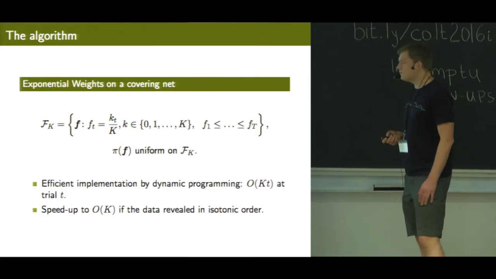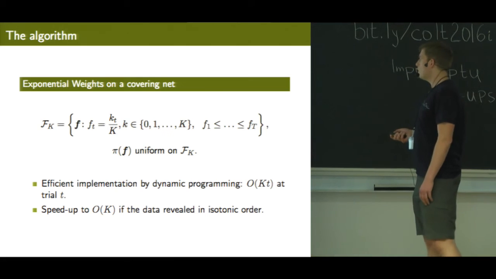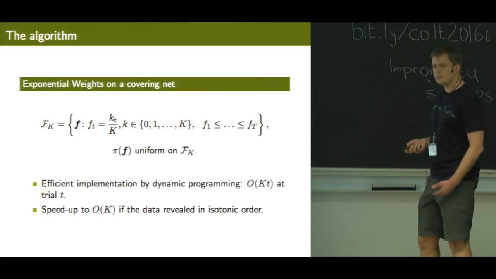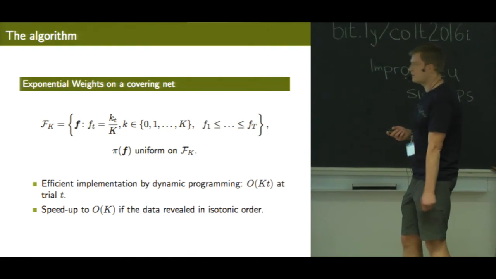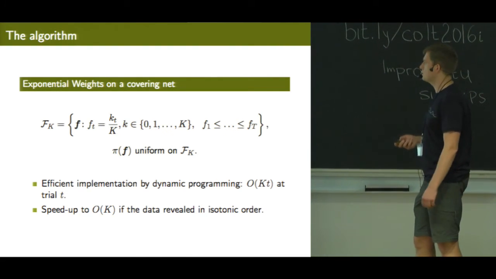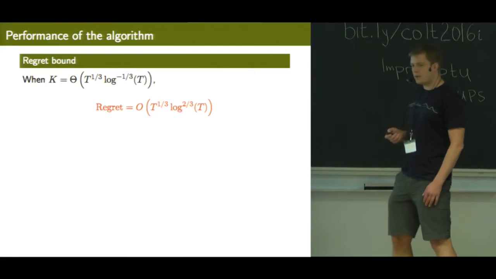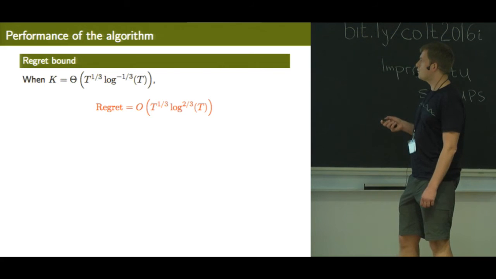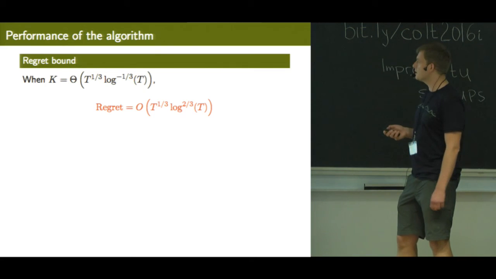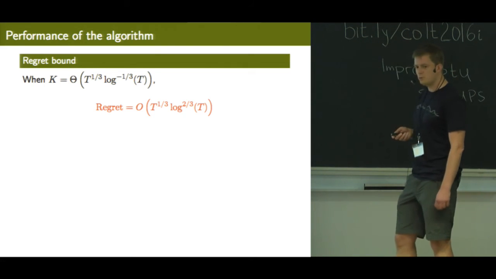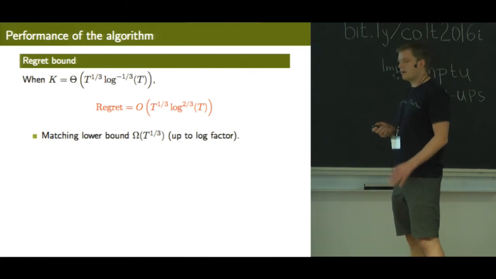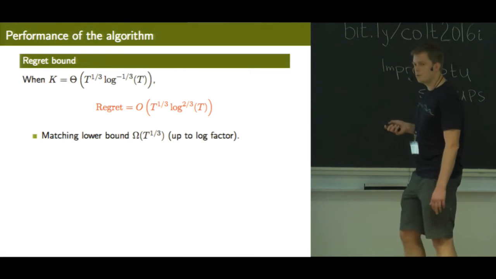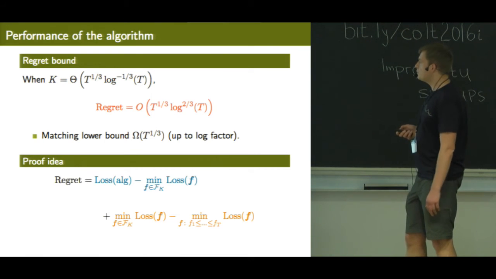This can be efficiently implemented by dynamic programming in O of k times t trials time, and we can even get a speed-up if the adversary reveals the labels in isotonic order, which we in general do not assume. So we have a regret bound for this algorithm. Given that k is chosen to be roughly of order t to the 1/3, we get a bound which is also of order t to the 1/3, and this is essentially optimal because there is a matching lower bound up to a log factor. And the proof idea is very simple.